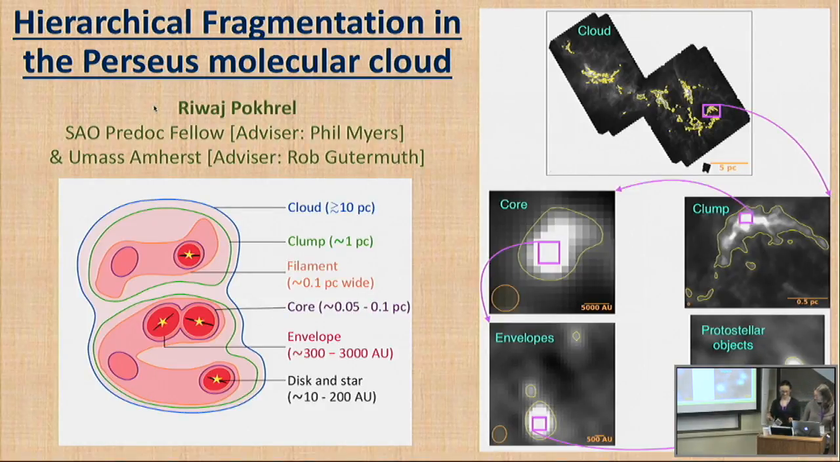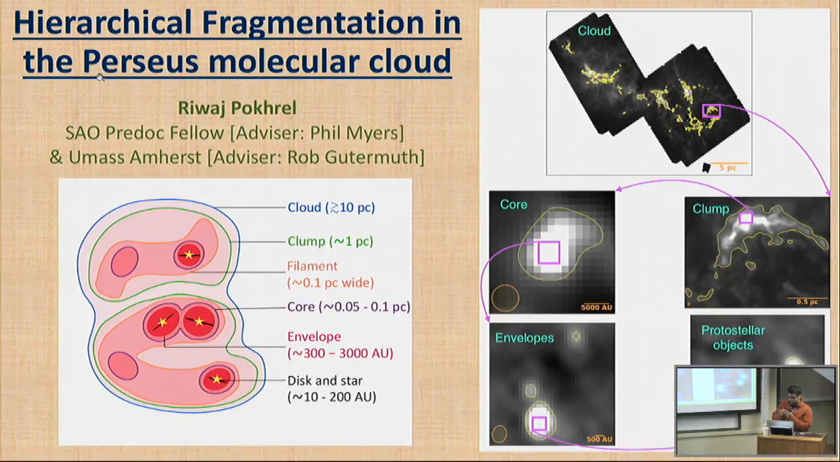All right, so now we have a set of introductory talks. Each of those is 2 minutes. Thanks. So the first one is Luan. He's going to tell us about hierarchical fragmentation in Perseus molecular cloud.